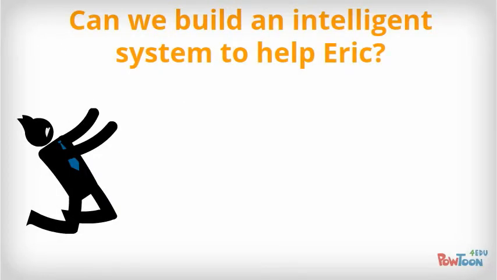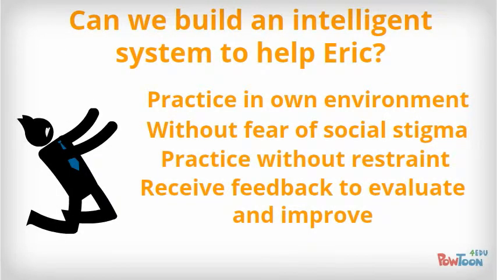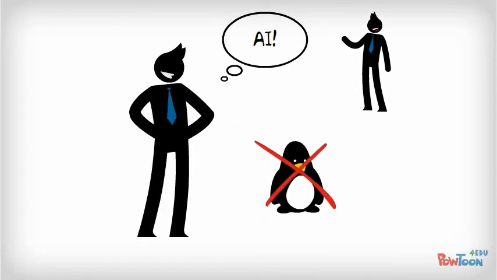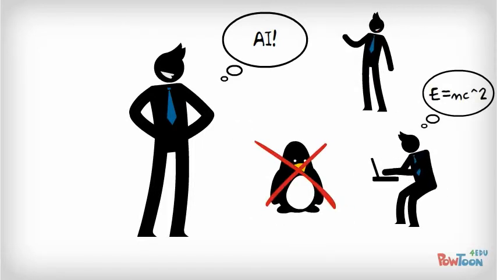So, can we give people like Eric some kind of an intelligent system that enables them to practice their interaction in their own environment, practice as many times as they wish, and get feedback to improve their communication skills? Building such a system requires a human-centered artificial intelligence approach. The system should behave like human, talk like human, look like human, and most importantly, think like human.